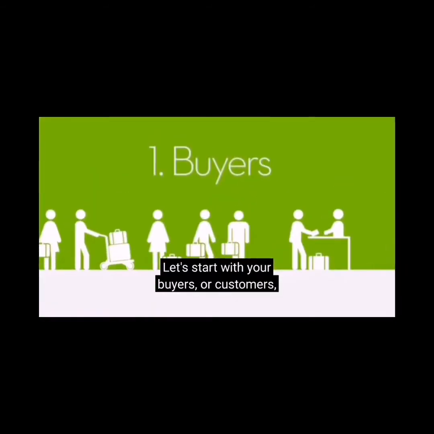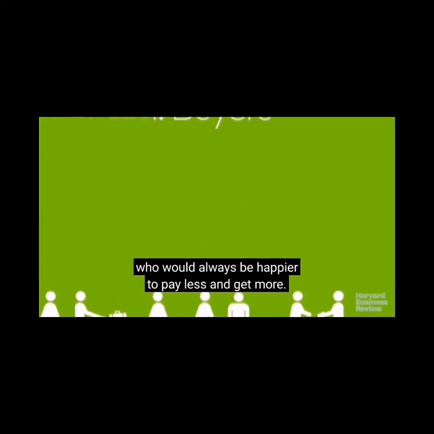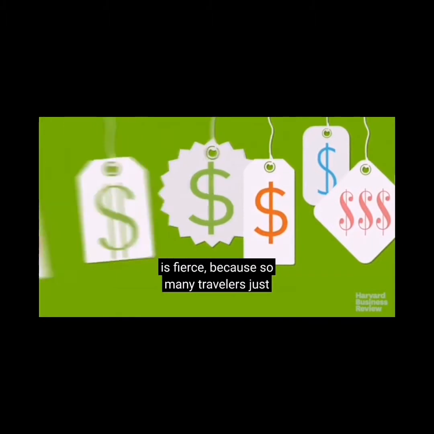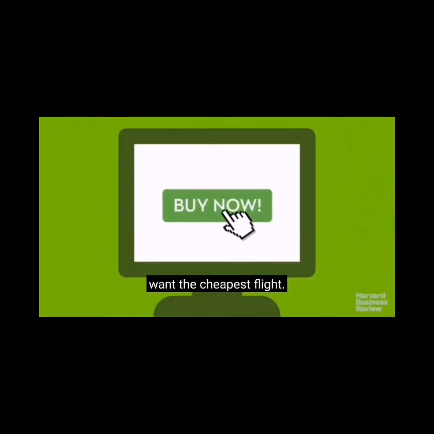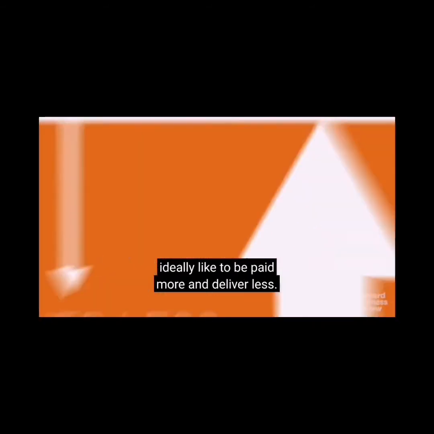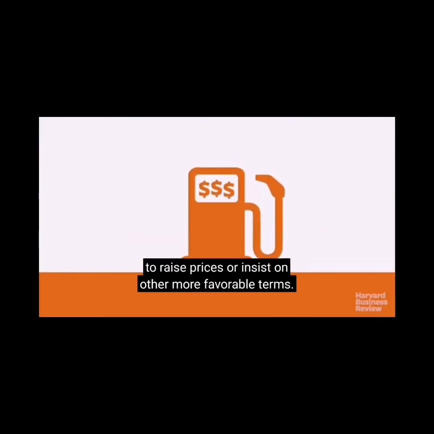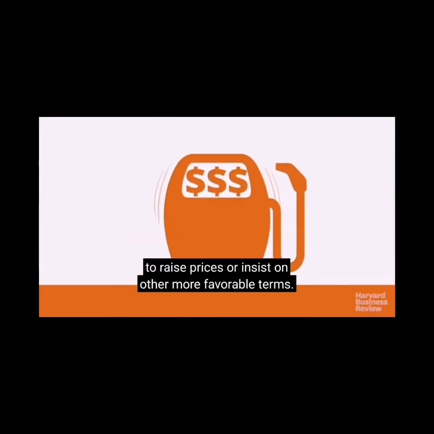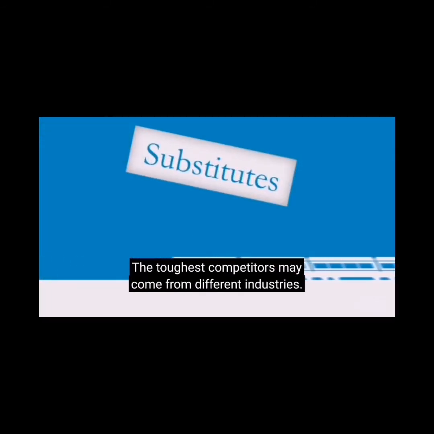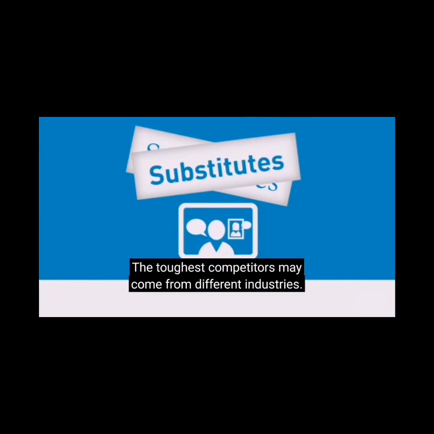Let's start with your buyers, or customers, who would always be happier to pay less and get more. In the airline industry, price competition is fierce because so many travelers just want the cheapest flight. Then, there are your suppliers, who'd ideally like to be paid more and deliver less. Powerful suppliers will use their clout to raise prices or insist on other more favorable terms. A third source of competition comes from substitute products or services that meet the same basic need you do. These aren't always obvious rivals. The toughest competitors may come from different industries.